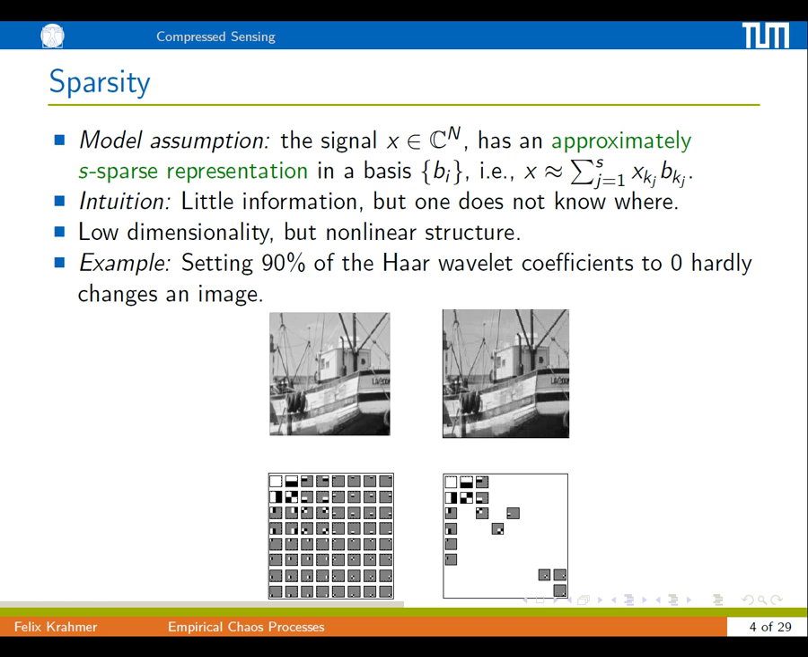In this example, just to visualize it, we take this image first on the left as a complete image, and on the right we set everything to zero except the 10% largest coefficients, and we can see that visually there's hardly any change. I'm not claiming that Haar wavelets are the best basis to choose. My claim is just that there are such bases, and of course you can invest a lot of work in studying which bases are suitable, but that should not be our main concern.